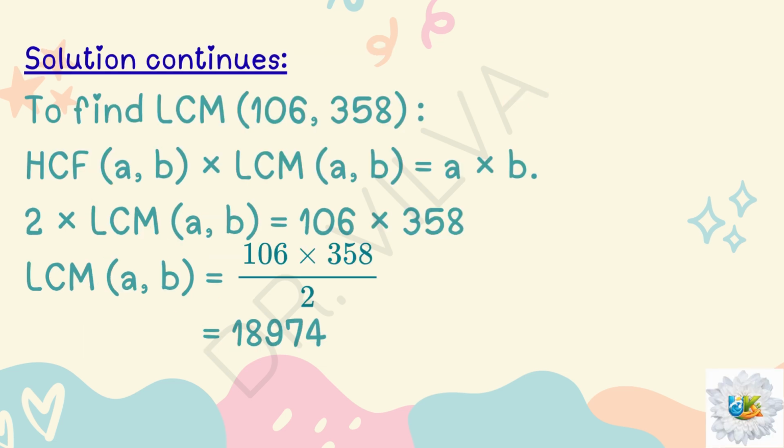Now, instead of using prime factorization to find the LCM, we can use this property. HCF times LCM equal to A times B. Plugging in our number, HCF is 2, that is 2 times LCM equal to 106 times 358. If we simplify this, we will get the LCM, which is 18,974.